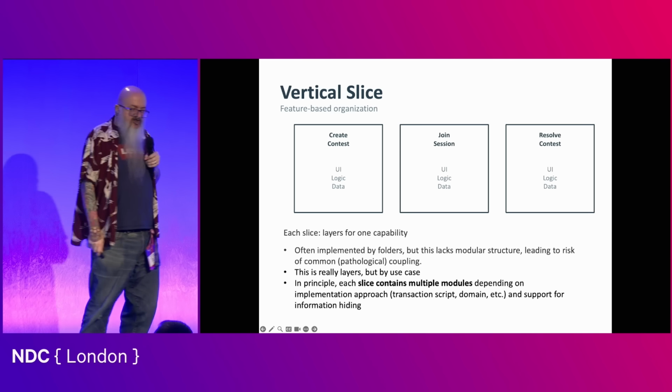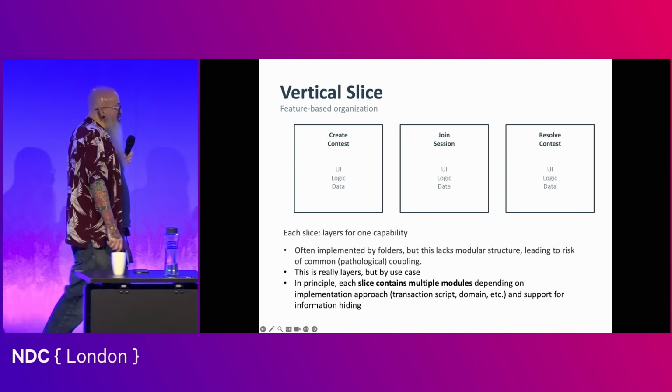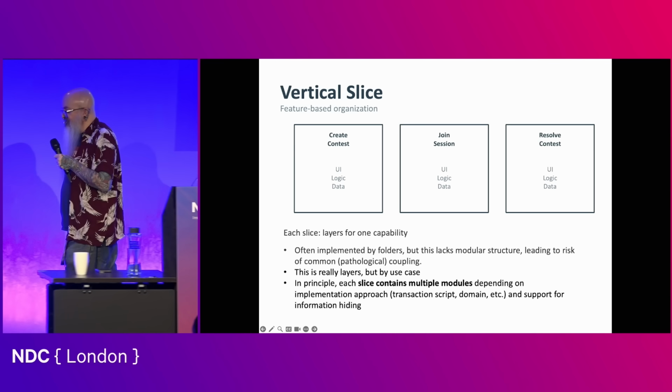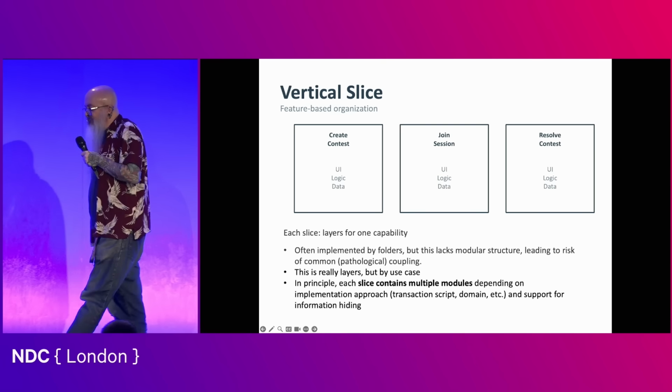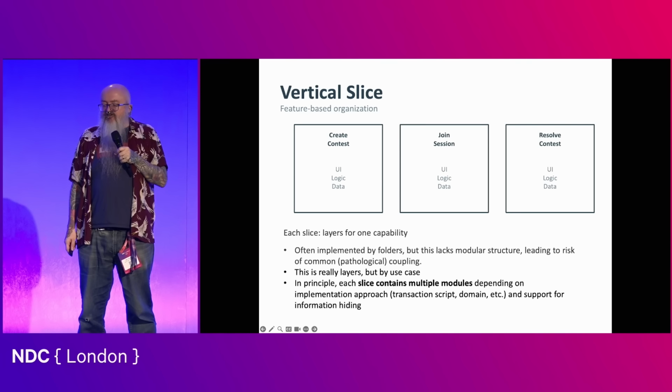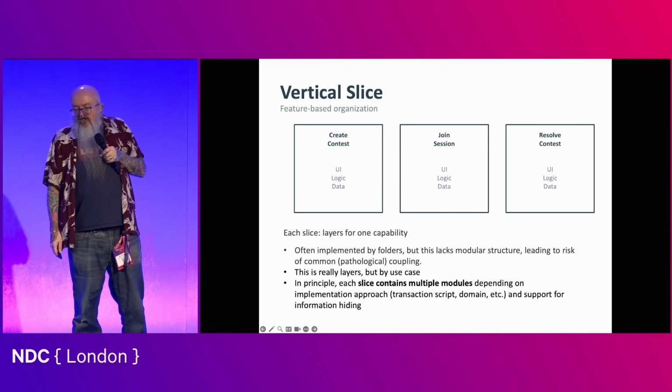So vertical slices. Vertical slices are a bit of a problem, people. And they are a problem because all of you are building them with folder structures and the like, and you are not taking advantage of modularity. You've just got some kind of, hey, I want to use the file system as an organizing principle.